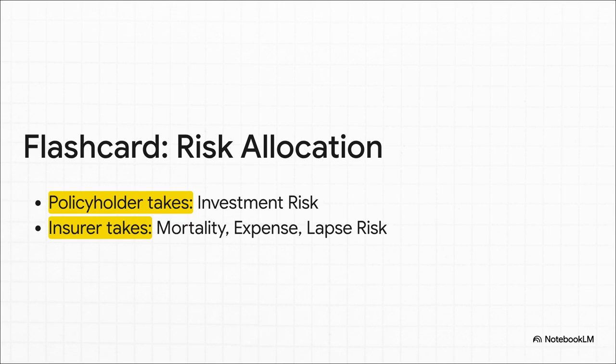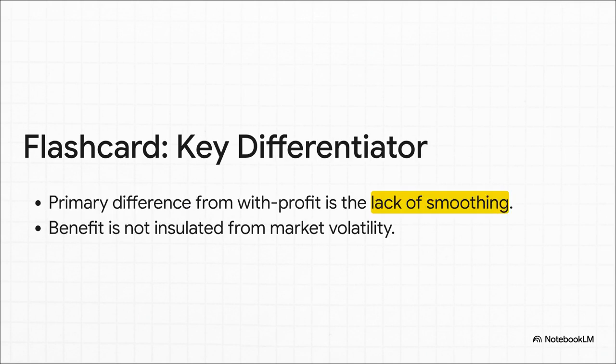Flashcard 3, risk allocation. This is the big one. The policyholder takes all the investment risk, the good and the bad. The insurer takes the stuff they're built to handle: mortality, expense, and lapse risk. That's the deal.